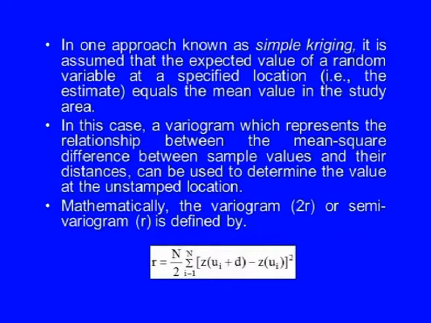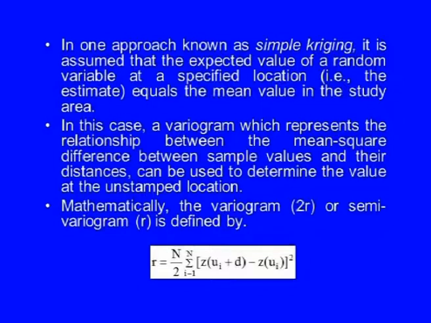In one approach known as simple kriging, it is assumed that the expected value of a random variable at a specified location, that is the estimate, equals the mean value in the study area. In this case, a variogram, which represents the relationship between the mean square difference between sample values and their distances, can be used to determine the value at the unsampled location.